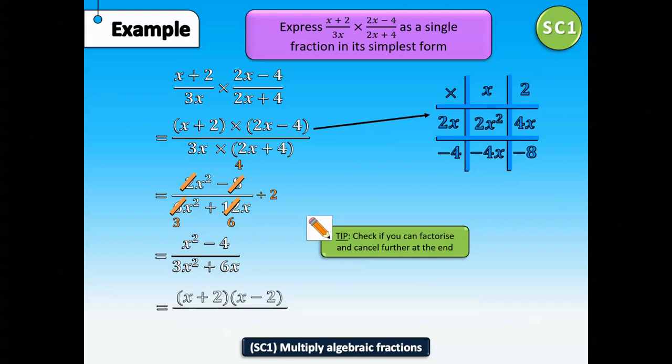If we factorize the top and factorize the bottom, we can see we've got a common bracket on the top and the bottom of (x plus 2). So we can cancel that out. So our final answer is (x minus 2) over 3x.